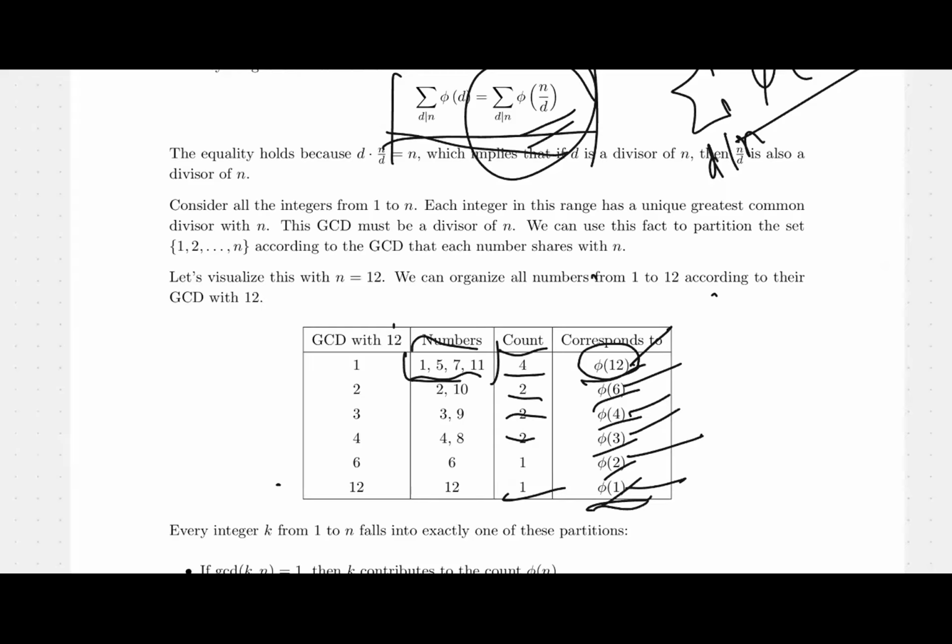With 1, there is only one number which is co-prime to 1, which is 1. With 1, there is only one number which is co-prime to 1, right? And less than or equal to 1. What does that mean? All the numbers less than or equal to 1 that are co-prime to 1. So it's 1.